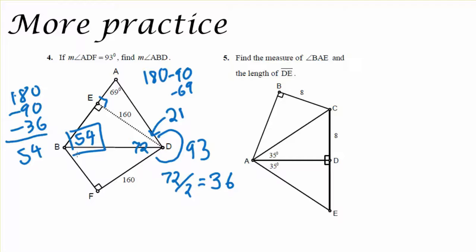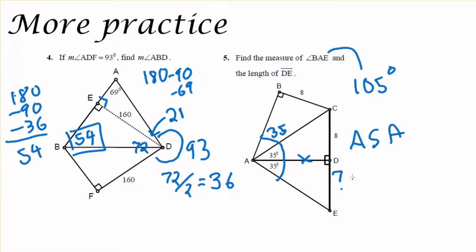In this last example, I'm looking for the total measure of this large angle BAE, of which I already know 2 of the parts of the angles. I'm also looking for the segment on the side, DE. Now, because this is also another angle bisector, because I know the sides are the same, BAC is also 35. So by combining those 3 congruent angles, I get the total is 105, which is the measure of the angle BAE. Now, if I look at the 2 triangles here at the bottom of this figure, I know that I have an angle-side-angle scenario, so DE must be congruent to its corresponding side, CD, so DE ends up being 8.